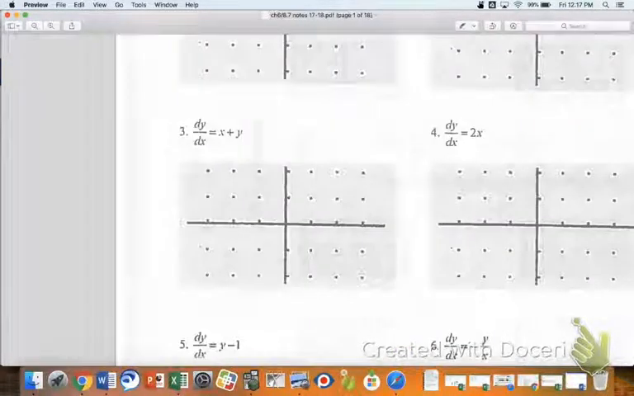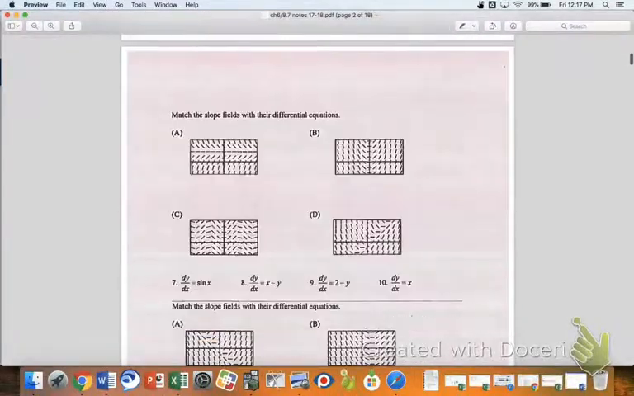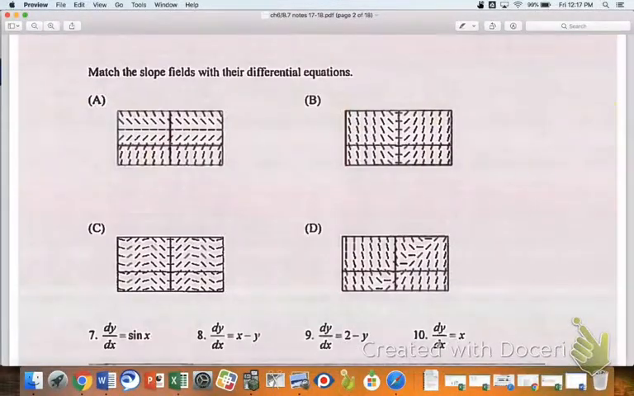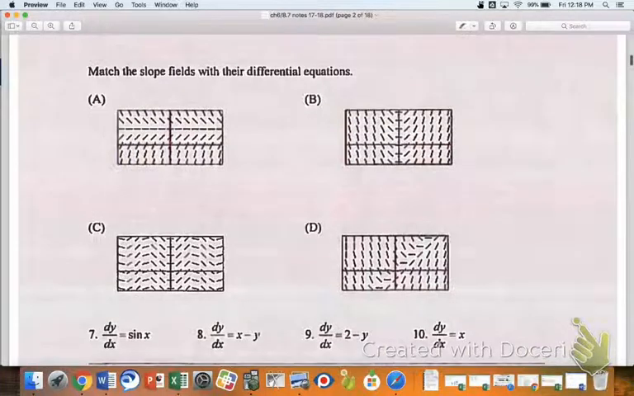Sometimes you might be asked to draw a slope field, just like we've been doing. Other times, you might be asked to do a little matching game. So if you guys would, please try number 7 through 10. Matching the differential equation with the slope field. Just consider what you might do to figure out what goes with what.